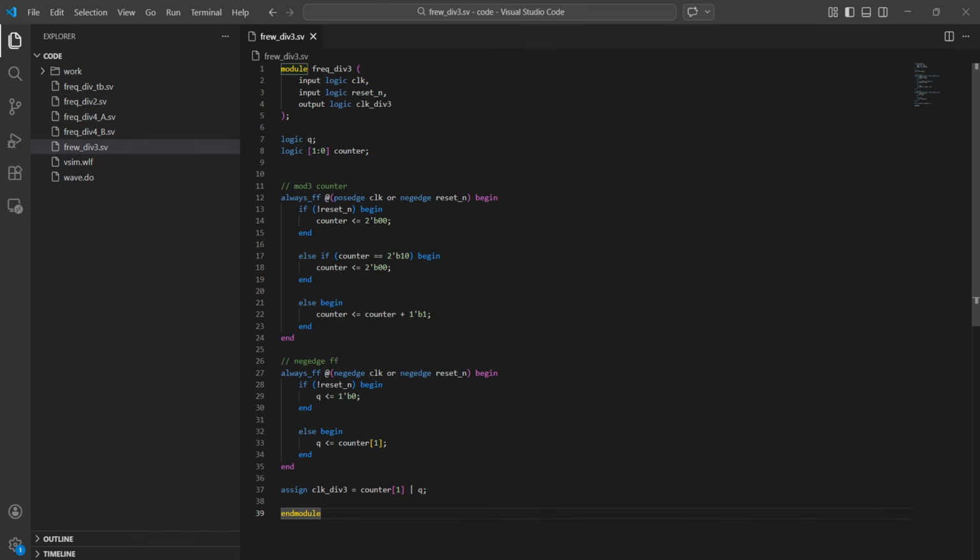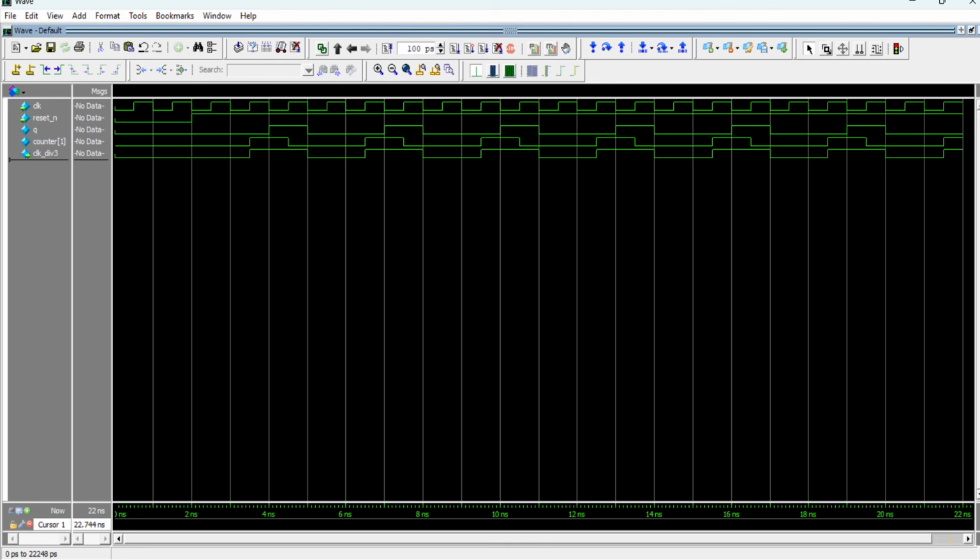Let's look at this in a waveform. So this is our clock, this is our reset, this is our Q shifted, this is our counter. So we can see our counter 1 is this value, and our Q is shifted by half a clock. And then if we do an OR operation between them, we actually get this clock divided by 3.